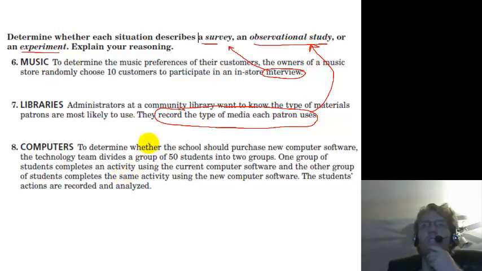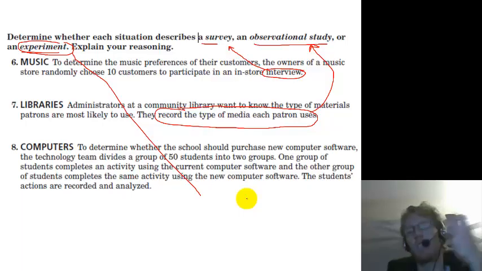And then the last one, to determine whether the school should purchase new computer software, the technology team divides a group of 50 students into 2 groups. One group does an activity and the other group does the same one with new software. So they divide them into a control group and an experimental group. So this is definitely an experiment. They each do something different, and then you can compare the results from the 2 groups.